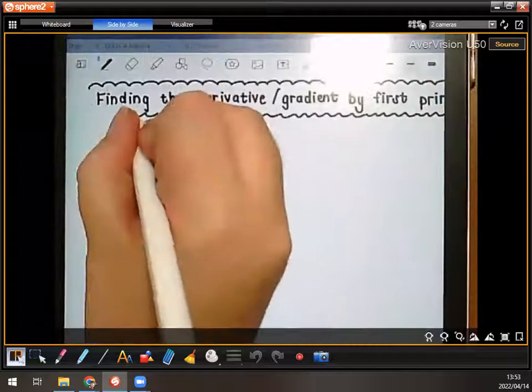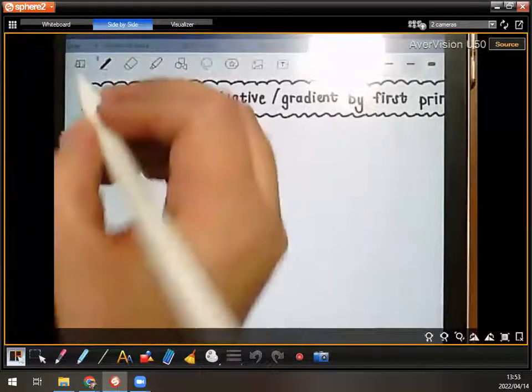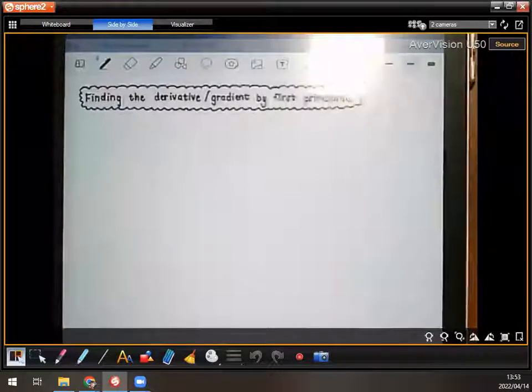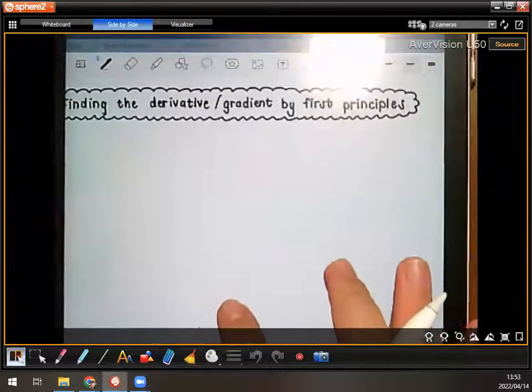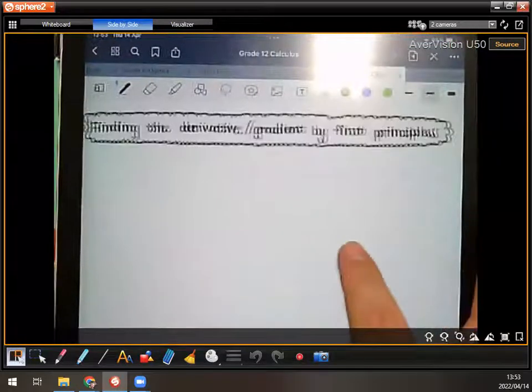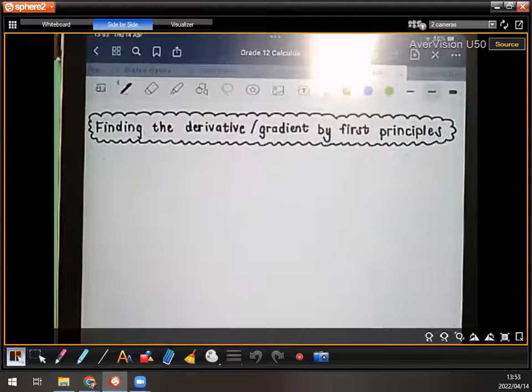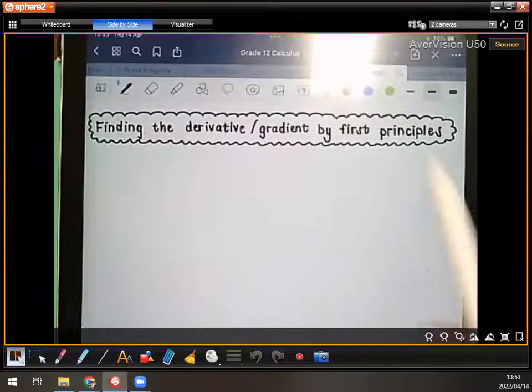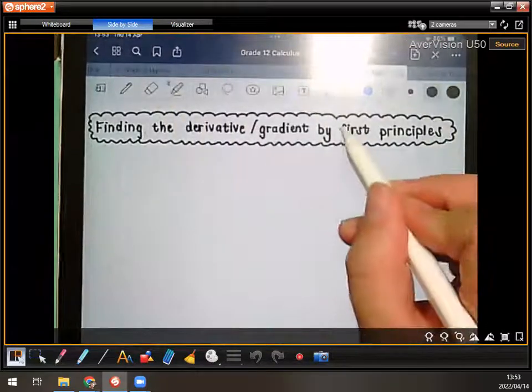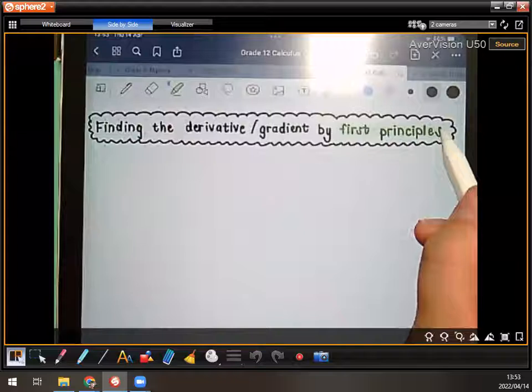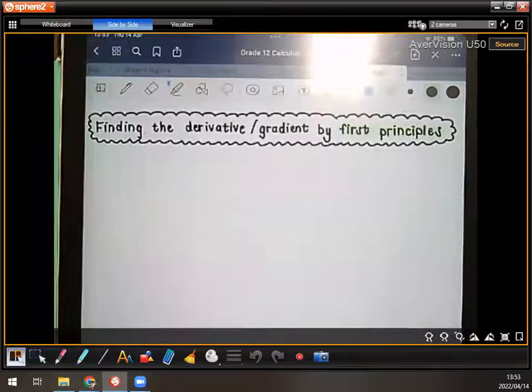First principles is basically going from the definition of what is the derivative, what is the gradient. So guys, whenever you see the words first principles, you need to use the formula that we just proved. There is another way of finding the derivative, which is much quicker, which I'll show you next week. But whenever you see the words first principles, you're going to have to use the formula that we just proved.